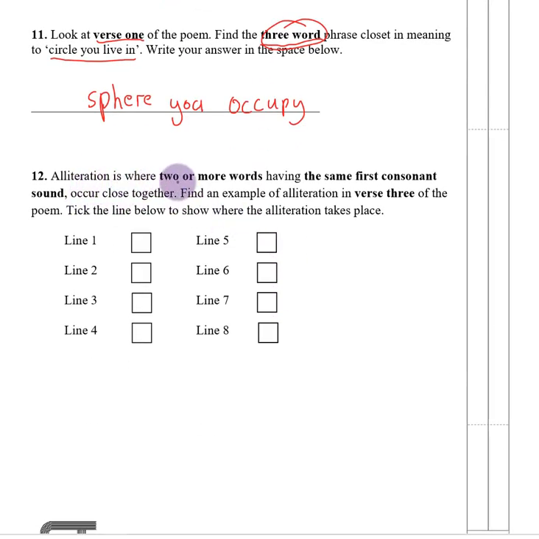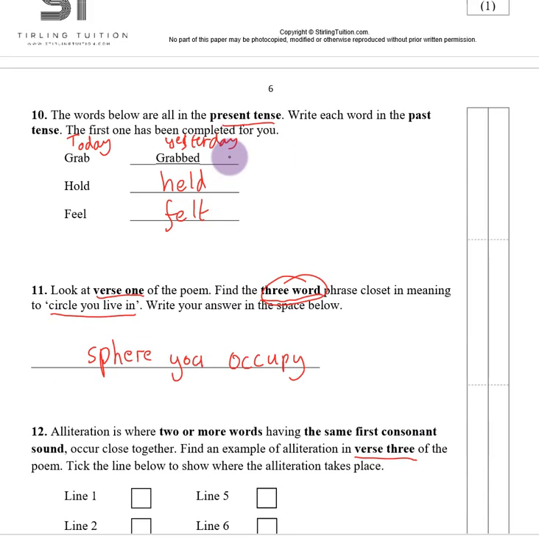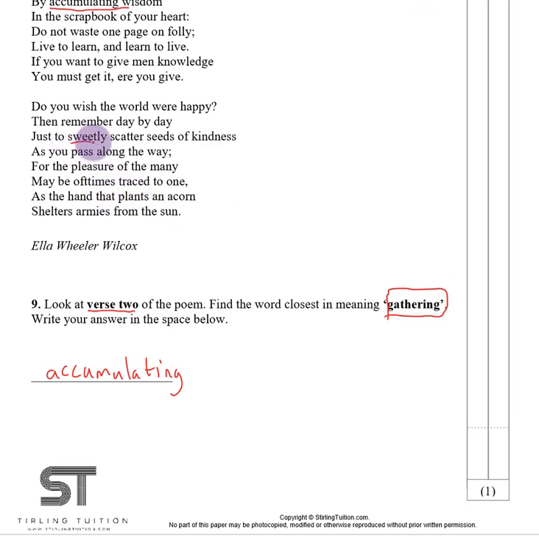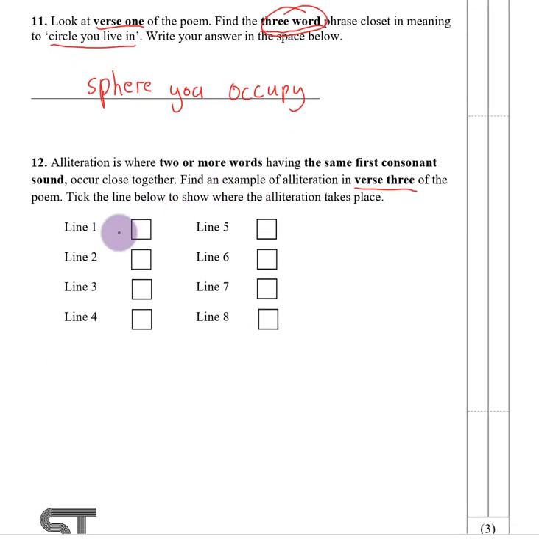Now number 12, alliteration is where 2 or more words having the same first consonant sound occur close together. Find an example of alliteration in verse 3 of the poem. Tick the line below and to show where the alliteration takes place. Now you might have spotted it. So we're looking at verse 3 for our alliteration, and it's sweetly scattered seeds. And this is in line 1, 2, 3. So it's the 3rd line down. So we'll just give line 3 a wee tick here.